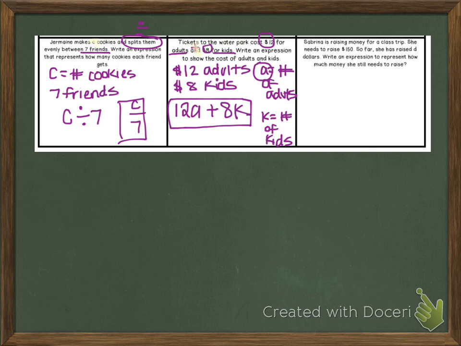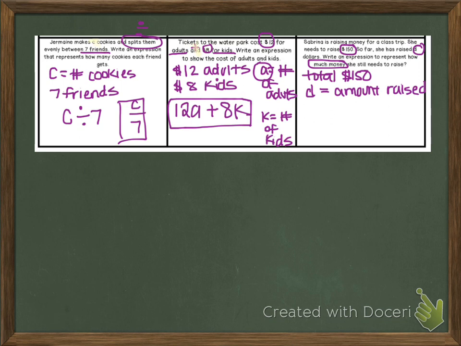Sabrina is raising money for a class trip, and she needs to raise $150. How much does she need? She needs a total of $150. It says she has raised D dollars. Do we know how many? No. But we know that D represents the amount raised. Again, these notes are super important and required. It says, write an expression to represent how much money she still needs to raise. Do we know how much? No. So when that's our answer, that means that that is our variable.